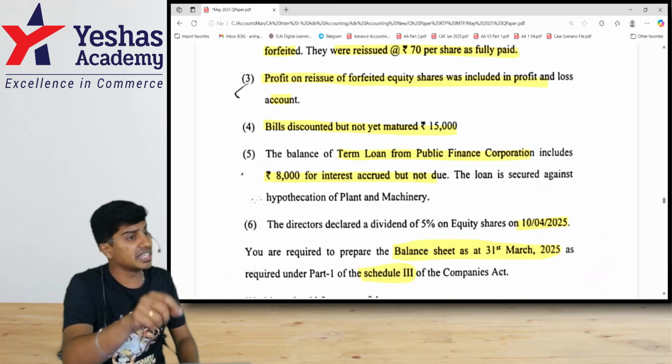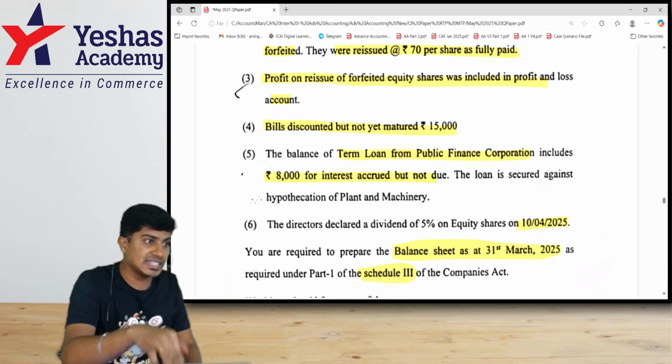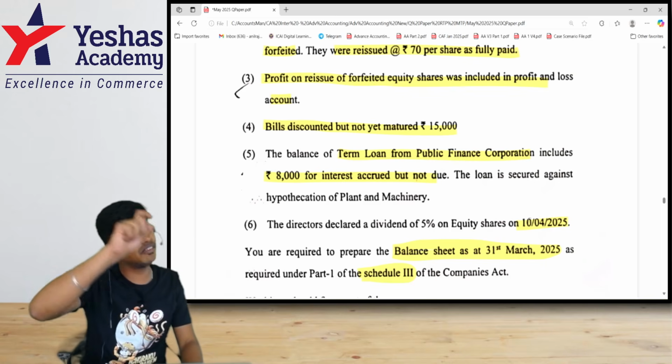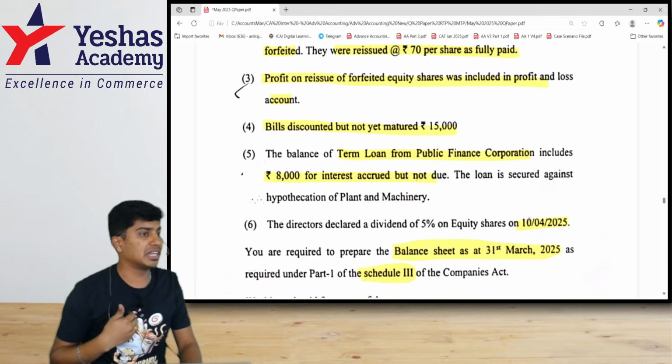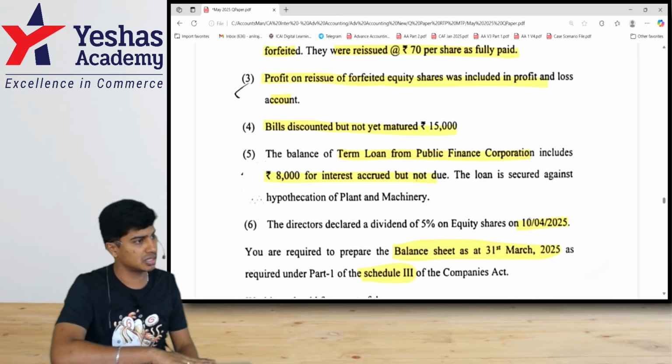But this dividend is declared after 31st of March. So this is a transaction happening in the year 25-26. I am preparing balance sheet for 24-25. In my balance sheet of 24-25, there would be no entry for this.